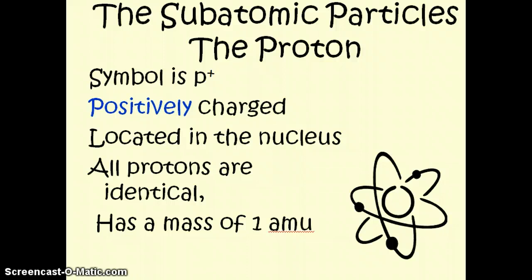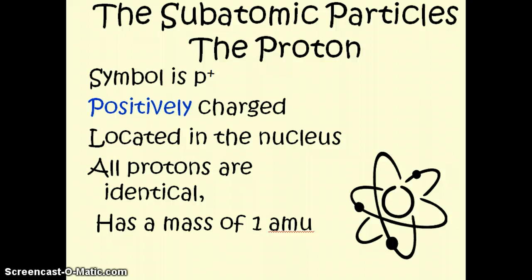The first is that the symbol for a proton is a P with a little positive charge on the upper right-hand corner. This shows that it is a proton and that proton carries a positive charge, which is, of course, the indicator that you have a proton. It is located in the nucleus, and this may come as a surprise, but all protons are identical. It doesn't matter if you're a proton in a gold atom or a hydrogen atom or a carbon atom. They're all identical. The only difference between elements that we see is the number of protons that they have.